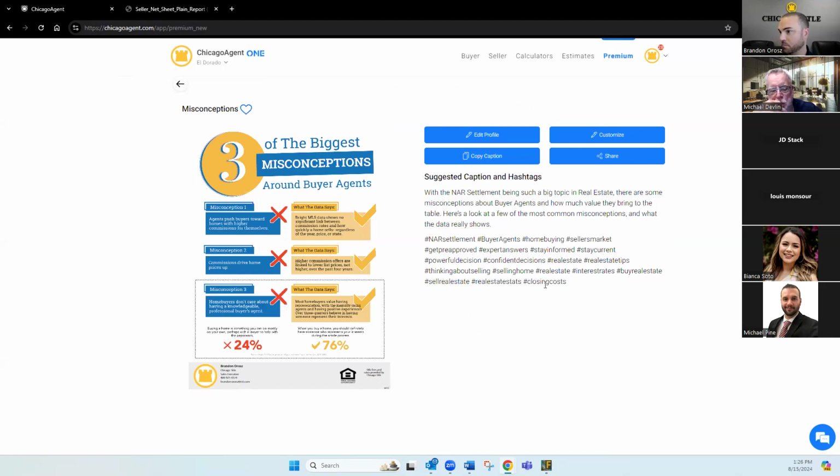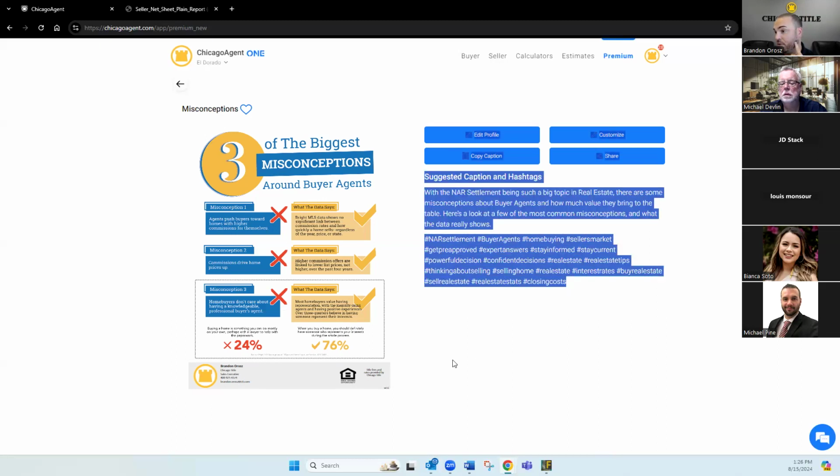And if you were wondering, where did they get that cool infographic? It could be Chicago, it could be Fidelity, it could be a lot of places. You can just copy paste this kind of stuff. It gives you all the nice hashtags, so it's all there for you.